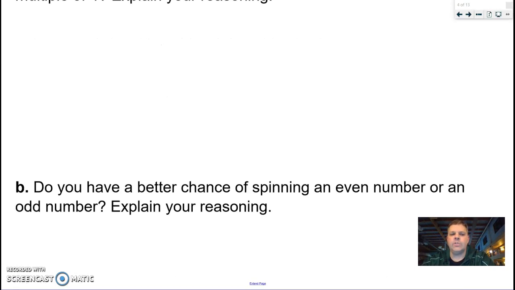In our second question, do you have a better chance of spinning an even number or an odd number? Even numbers, again, are 2, 4, 6, 8, and 10. Thus, there are 5 chances. Odd numbers are 1, 3, 5, 7, and 9. Also 5 numbers. So there is an equal chance of spinning an even and an odd number.